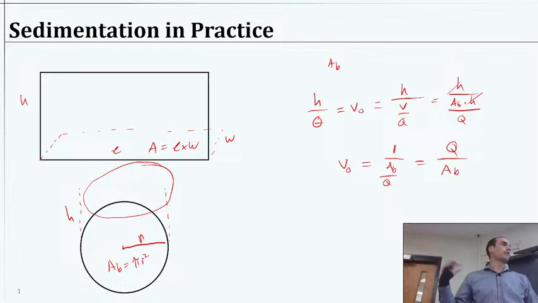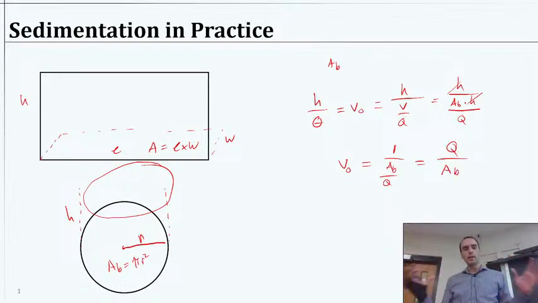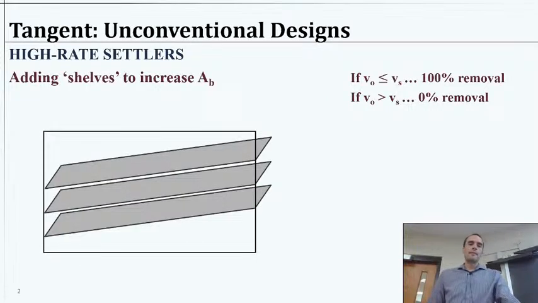Okay, so I explained that last time. I just wanted to make sure it's very clear. It doesn't really matter the geometry of the basin. It can be rectangular or cylindrical. In both cases, that all applies. That also means that we could potentially increase the rate at which we're settling things and have a higher efficiency settling process if we add in some shelves, because it's like adding in free area.